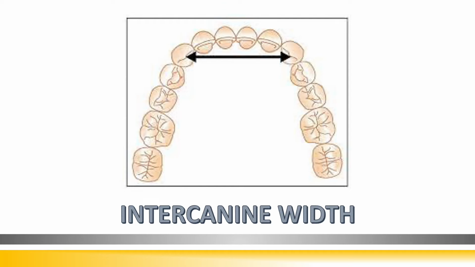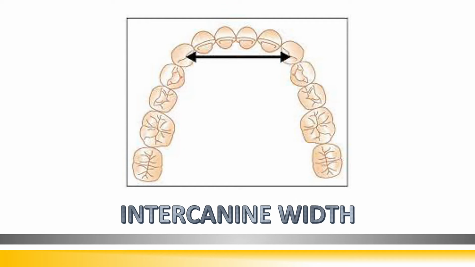We need to use a device, that means we need to use a space maintainer, so that the space is not reduced, because we need to maintain that space to accommodate even larger permanent front teeth that are going to come at their places. Okay. Now what happens if we do not treat this missing front teeth?